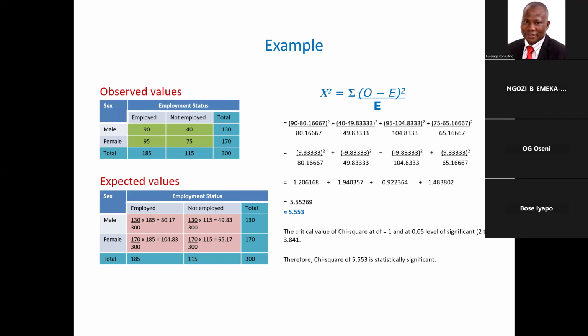So let's look at the way it works. Now we have our observed value here. Even though in trying to see if male or female is more employed, we try to translate to proportion, but the whole number is 90, 40, 95, 75. Now we need to know whether this difference is significant or not, is due to chance or not.